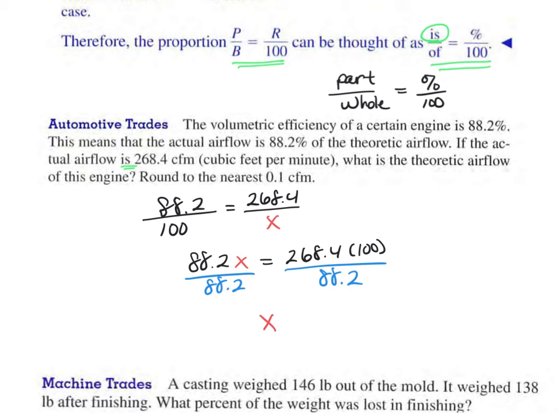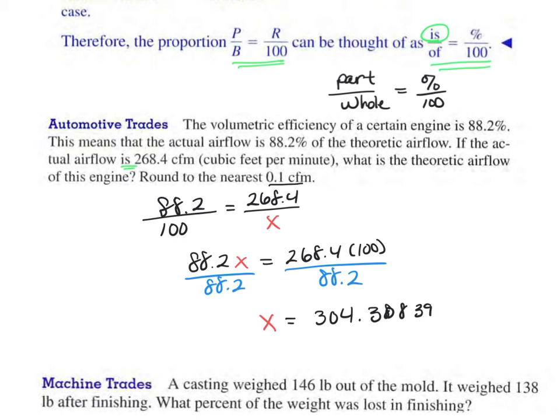So X is going to be equal to, get my calculator out, 268.4 multiplied by 100 divided by the 88.2, and I get 304.380839. Now I have to go back and say, what is it they're asking me for?